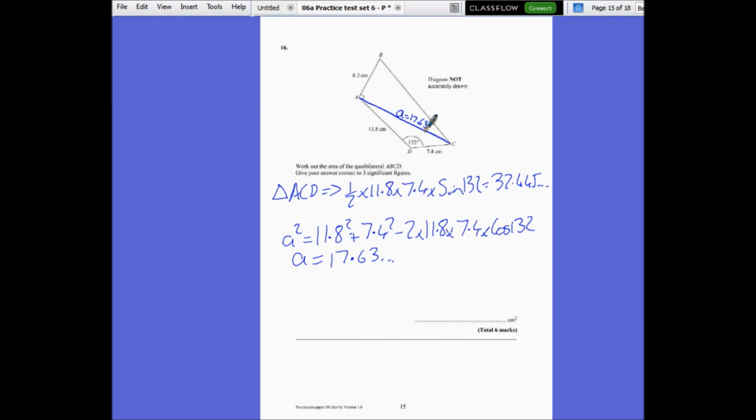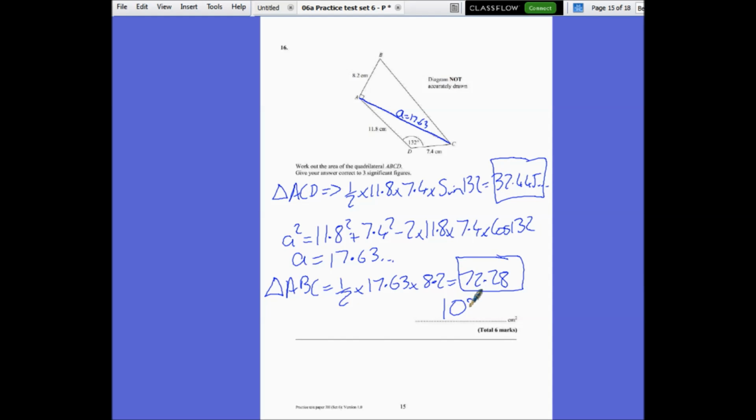We can then put that into the top triangle, so triangle ABC will just be a half times the base, which is 17.63, times the height, which is 8.2, and that will give us 72.28. And if we add that to the area of the first one, then altogether we'll get, to 3 significant figures, 105 centimetres squared.